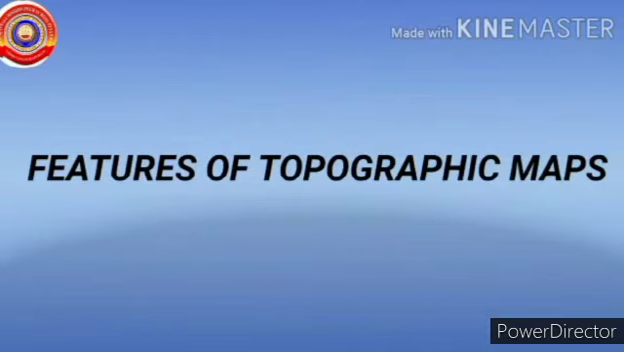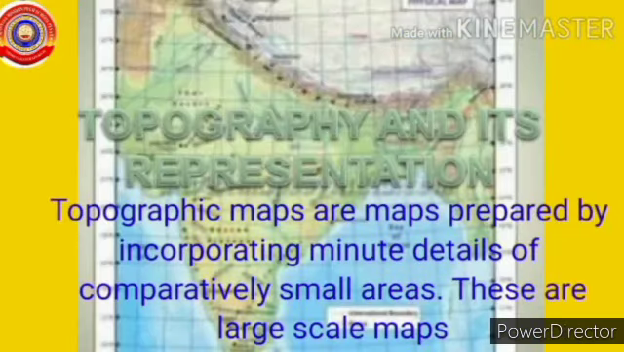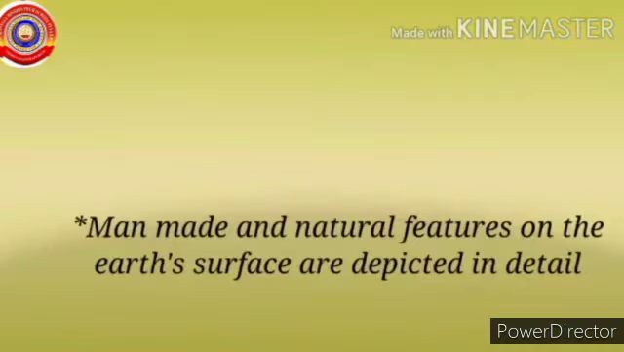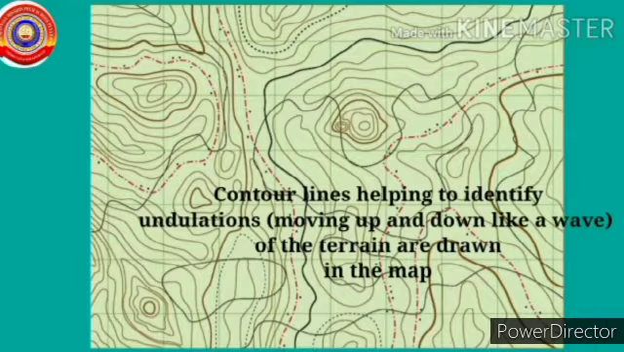Let's see the features of topographic maps. Topographic maps are maps prepared by incorporating minute details of comparatively small areas. These are large scale maps. Man made and natural features on the Earth's surface are depicted in detail. Contour lines helping to identify undulations of the terrain are drawn in the map.